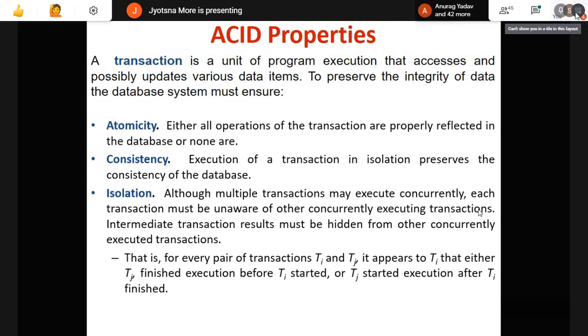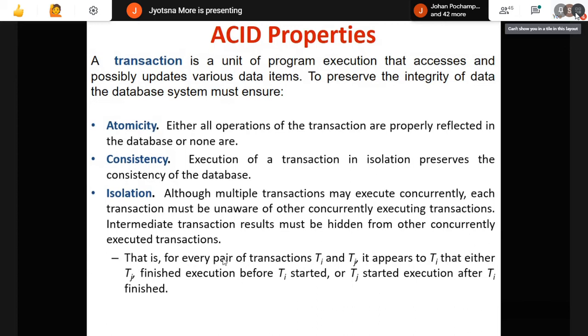So, isolation. Your transaction is isolated at some place. Remember, you are in isolation. Don't know what is happening around. You know your thing only. So that is, the transaction should get executed properly. Intermediate transaction results must be hidden from other concurrently executing transactions. If any result is happening in between, it should not be shown to other transactions at that time. Once it is completed, because we don't know whether that transaction will get executed completely or not till the end, once it is final, then you can share the result, right?